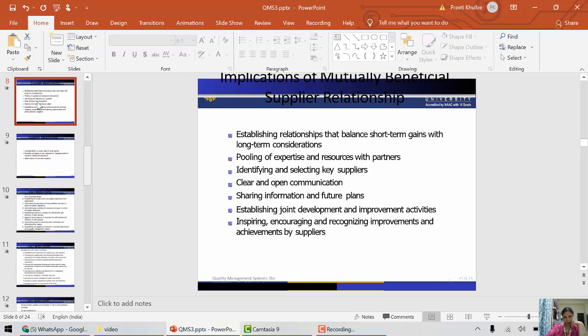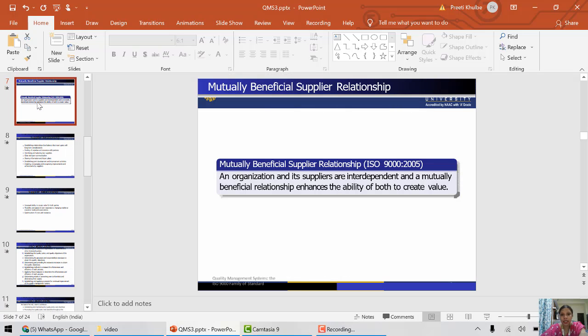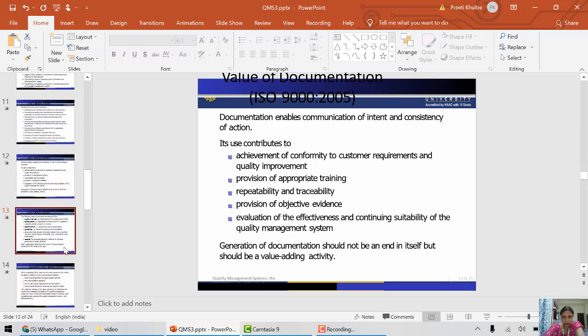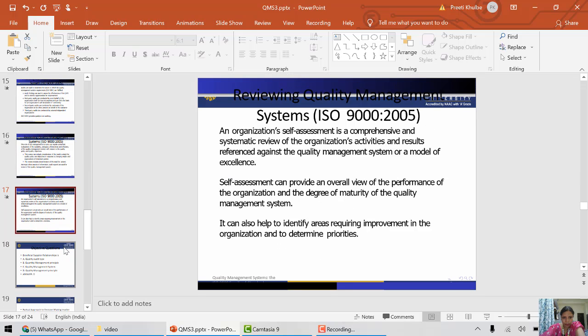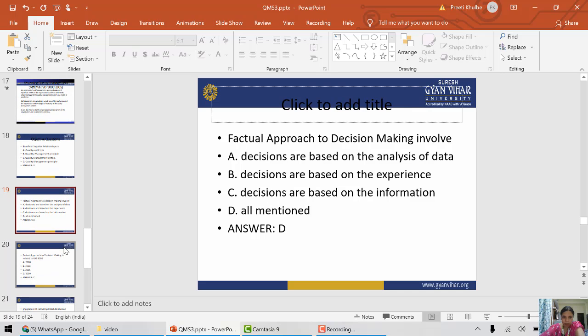Here you can see that mutually beneficial supplier relationship is a management principle. Okay, so yeah, this answer is correct.